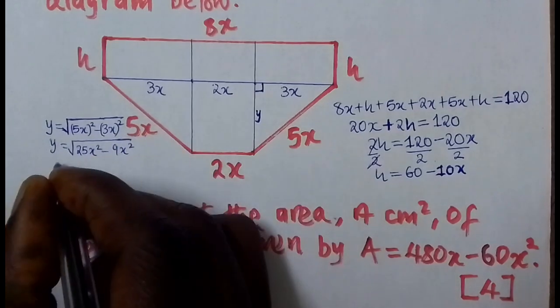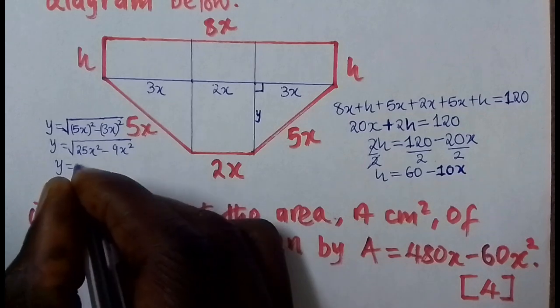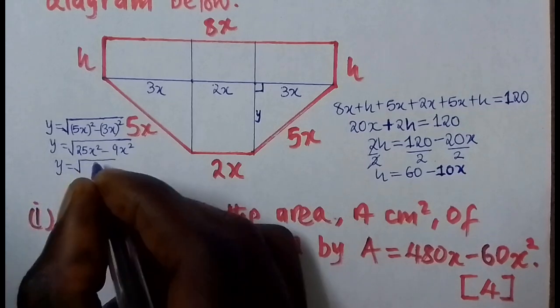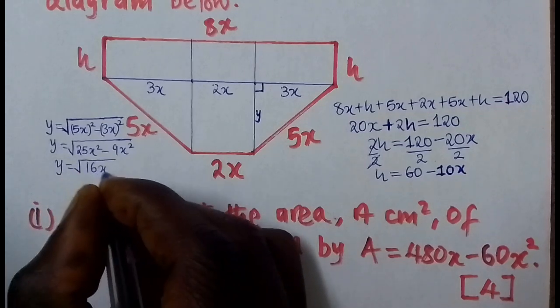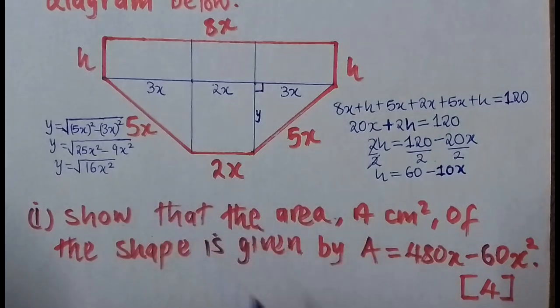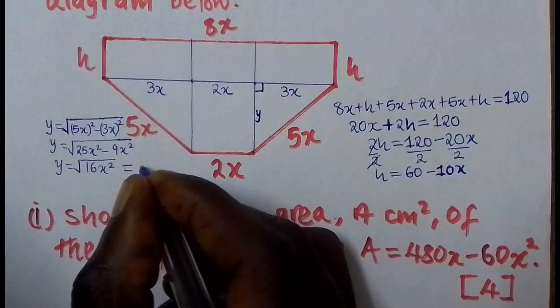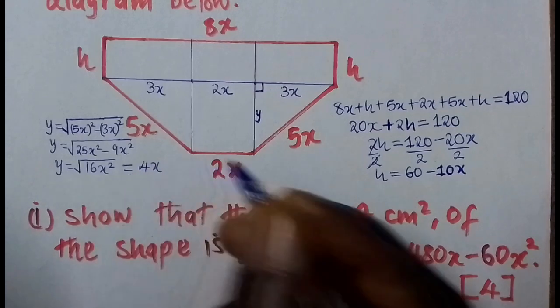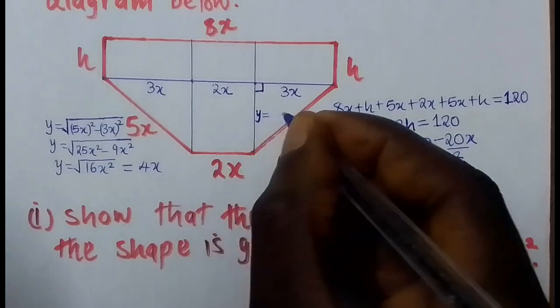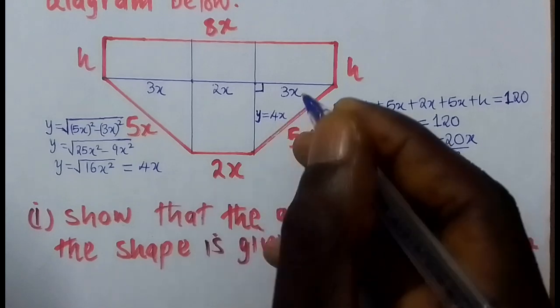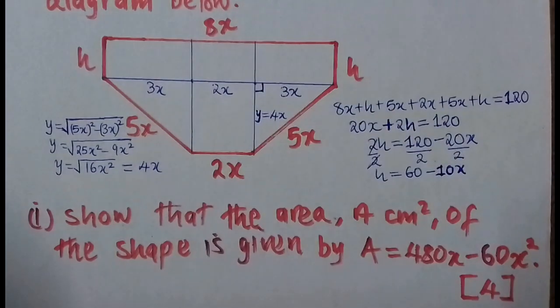The difference gives y equal to square root of 16x square, and square root of 16x square is just equal to 4x. So this means here y is equal to 4x. So meaning we've gotten the height of the trapezium, which is 4x. So we're going to use 4x on height of the trapezium.